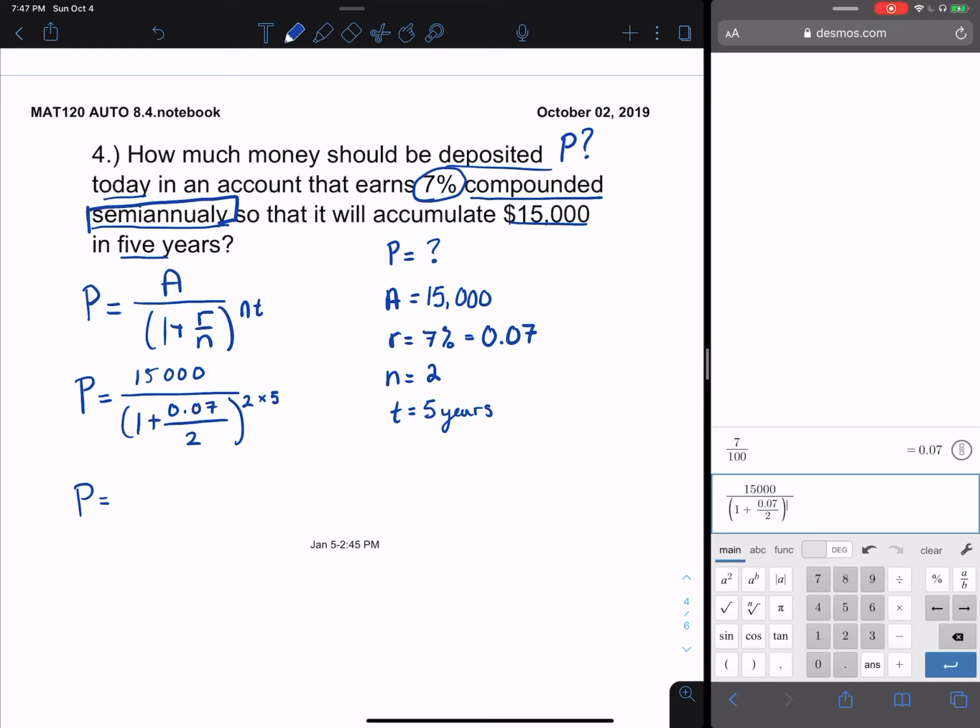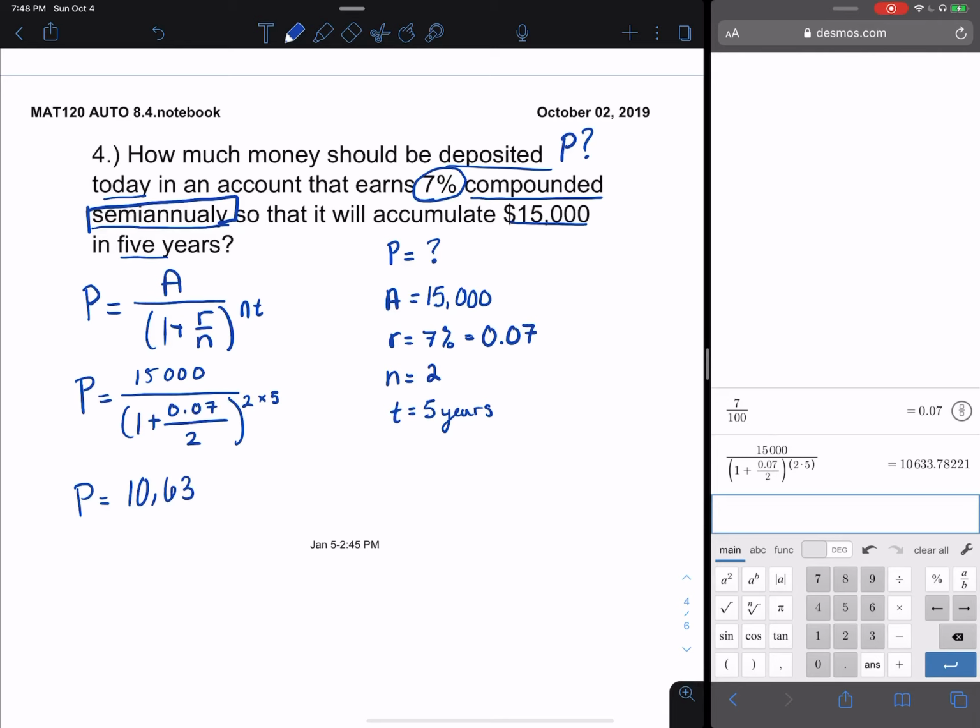I'm going to hit A to the power of B. I'm going to open up a set of parentheses, and I need 2 times 5. And I'm going to close my parentheses and hit enter. So that gives me P is 10,633.78221. Remember, they could ask us to round to the nearest cent or to the nearest dollar.